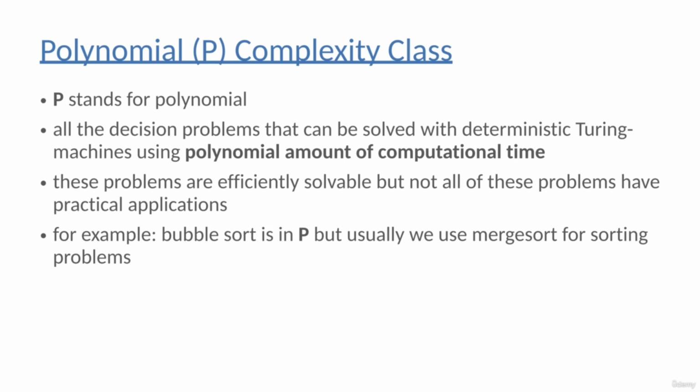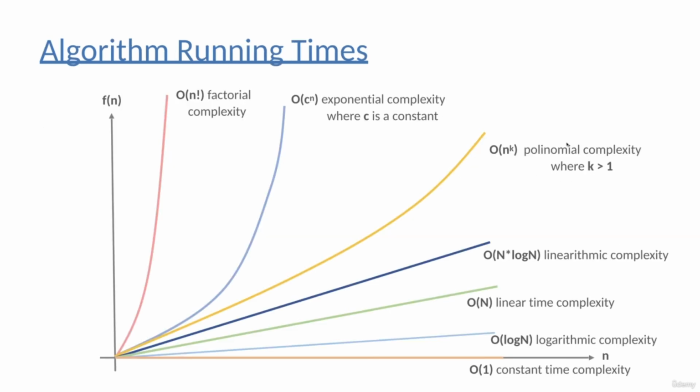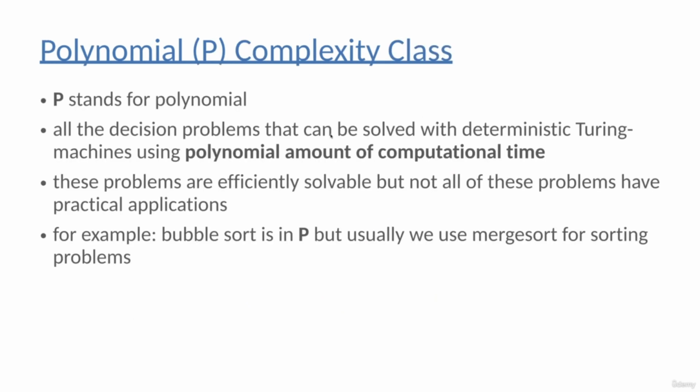First of all, let's talk a bit about the polynomial complexity class. P stands for polynomial, of course. All the decision problems that can be solved with deterministic Turing machines using polynomial amount of computational time. This is exactly what we have been talking about, that essentially O(n^k), O(n log n), O(n), O(log n), O(1), these are the running time complexities that belong to the polynomial class, which means that we can solve these problems using polynomial amount of computational time.